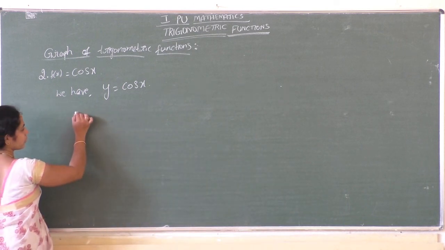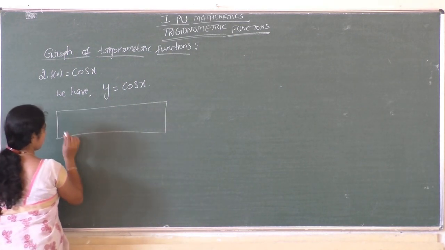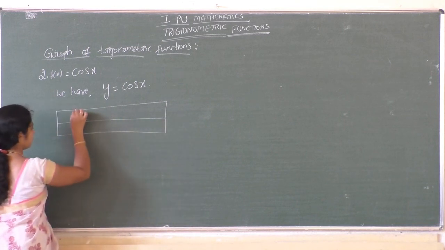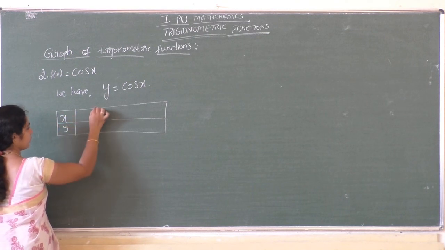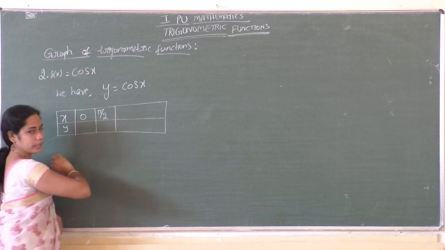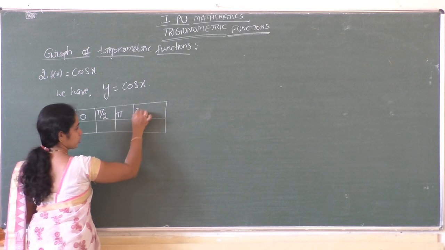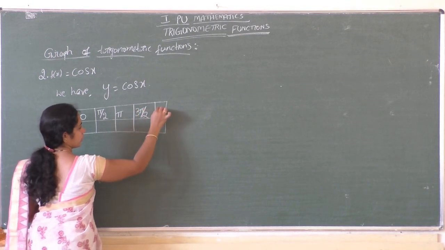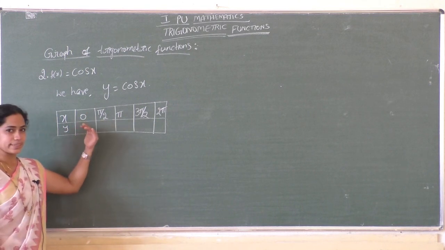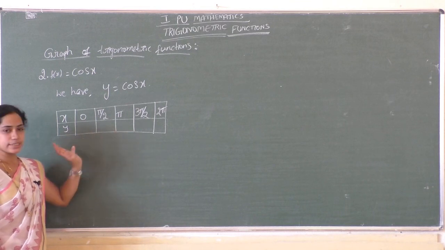Now I will write a table of standard values to draw the graph. For x and y, the values: first quadrant 0 to pi by 2, second pi by 2 to pi, third pi to 3 pi by 2, then 3 pi by 2 to 2 pi. If you want, you can write pi by 6, pi by 4, pi by 3, all the values, but to draw the graph, this is enough.